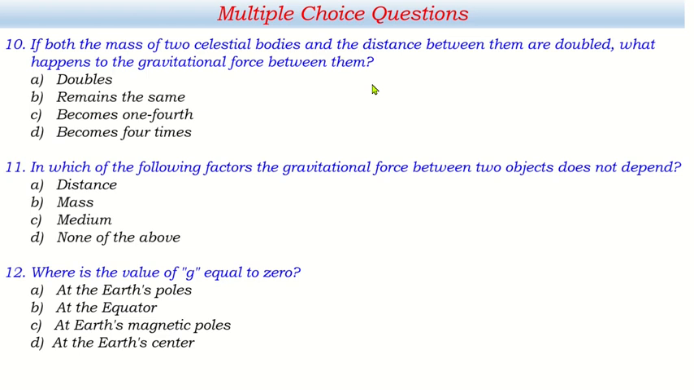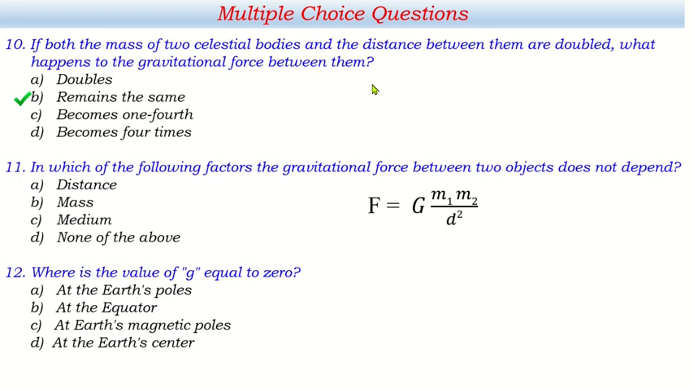Okay, let's have question number 10. If both the masses of two celestial bodies and the distance between them are doubled, what happens to the gravitational force between them? The gravitational force between them remains the same. But how? I want to tell you about this. This is the equation F equal to G m1 m2 by d square.